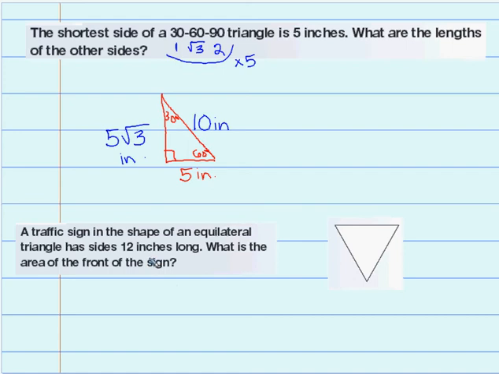A traffic sign in the shape of an equilateral triangle has sides 12 inches long. What is the area of the front of the sign? Okay, so equilateral means all the sides are the same length, and they tell us that they're 12 inches. So I'm going to mark this on here. We need the area, and remember the area of a triangle is 1/2 times base times height. And I can get a height here by drawing this perpendicular so that I have a right triangle.